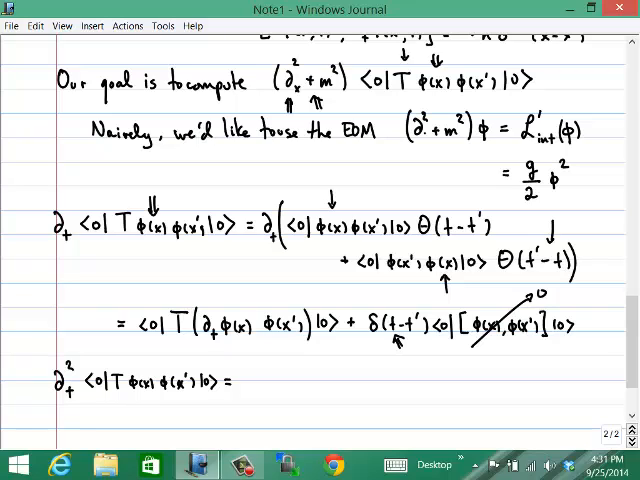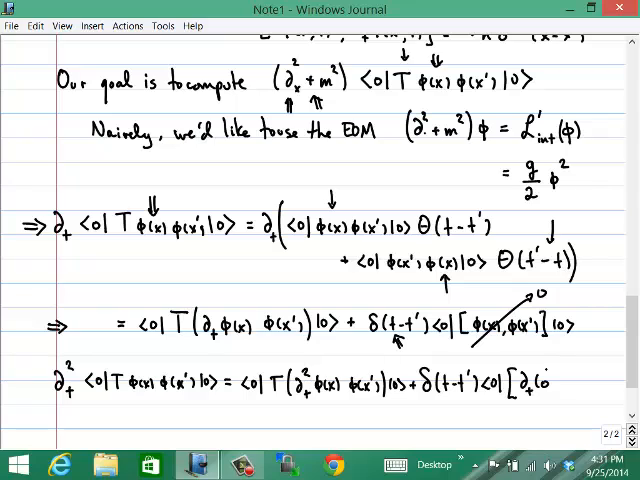Okay. So the exact same argument will go through, and just taking the time derivative of this equation up here, we get the time-ordered expectation value of d by dt squared of phi of x, with phi of x prime, plus the delta function coming from the derivatives of the theta function times the commutator of d by dt of phi of x with phi of x prime.